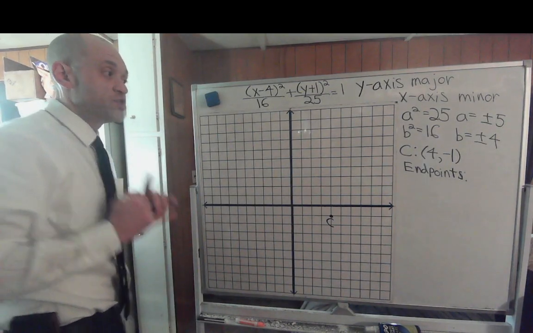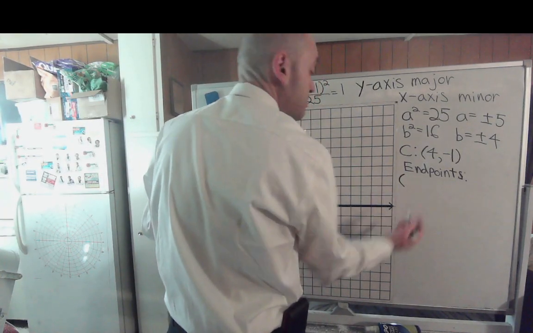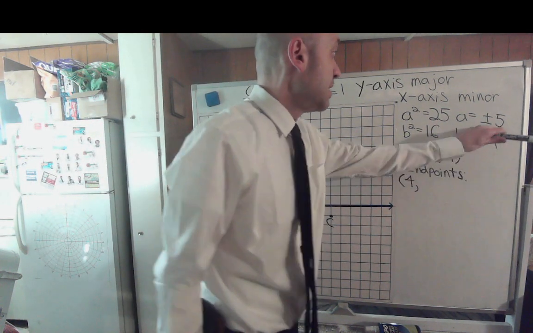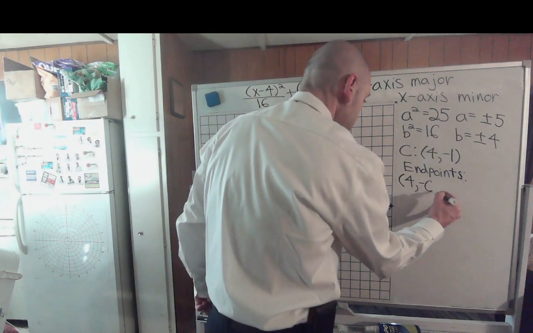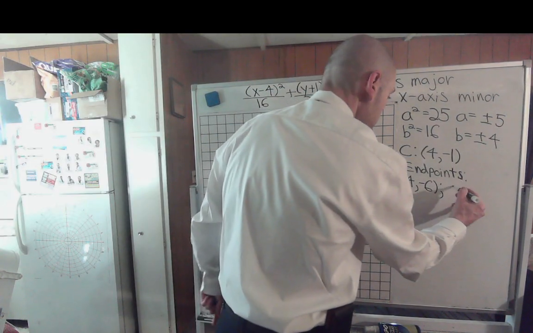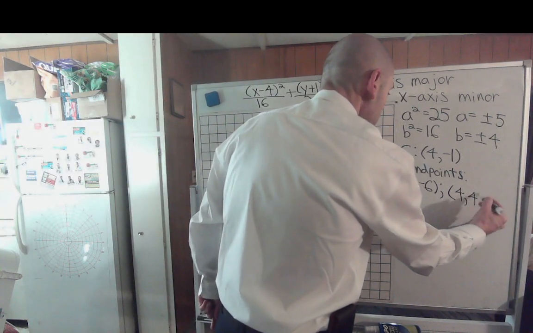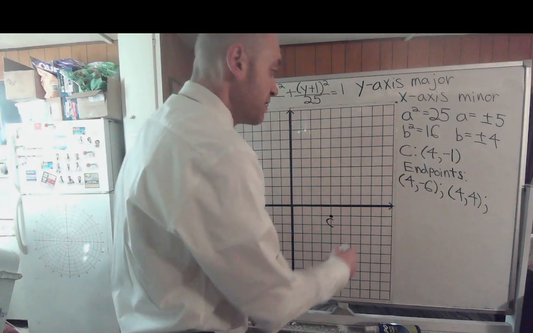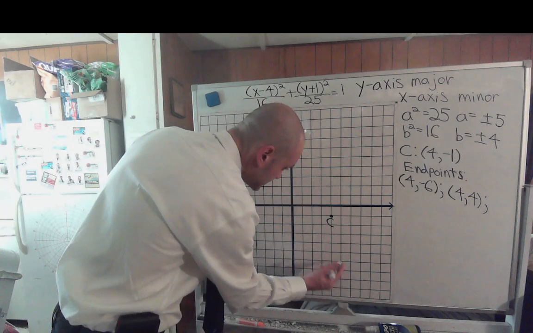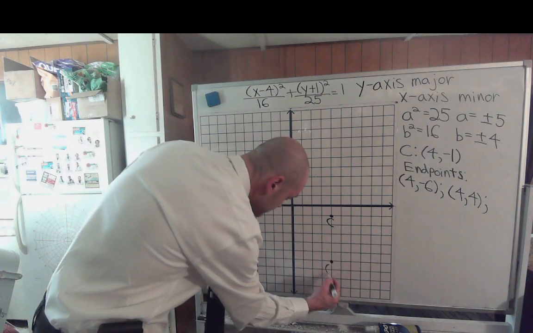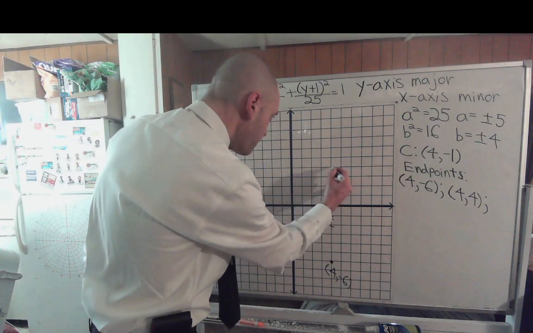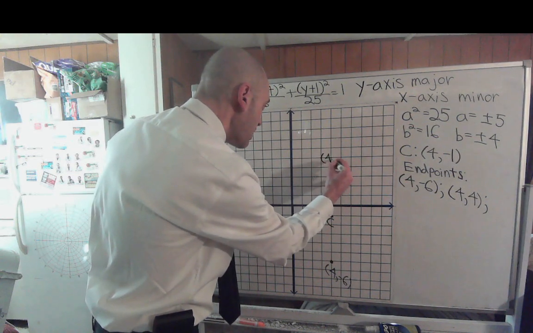Now let's go for endpoints. Again, let's deal with the major axis first, being the y-axis. So that means you'll leave your x coordinate of 4 alone temporarily. Now take negative 1 minus 5. You would definitely get negative 6 for a y coordinate. Then take negative 1 plus 5. You would get positive 4. So you've got two endpoints: 4, negative 6, so there is 4, negative 6. And then you have 4, positive 4, which would be right there.